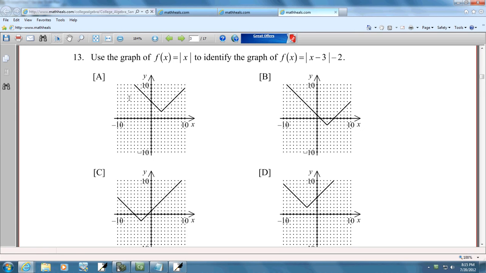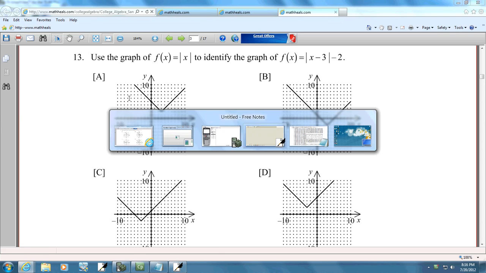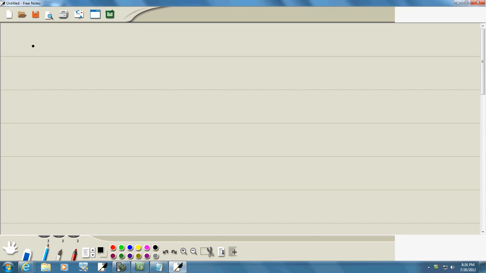Let's take a look at number 13. It says use the graph of f of x equal absolute value of x to identify the graph of f of x equal absolute value of x minus 3 minus 2. Well, to begin with, let's review our basic graphs.